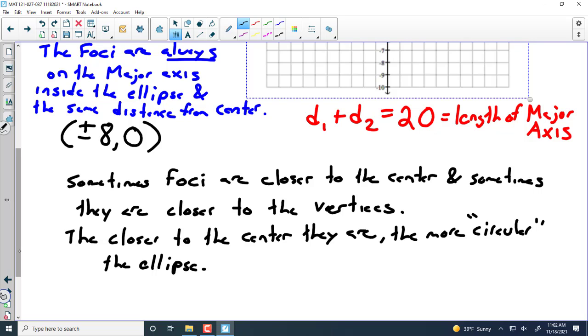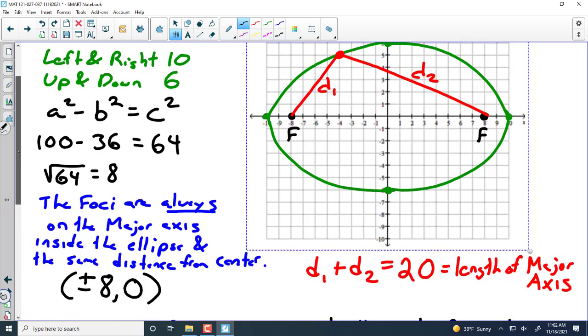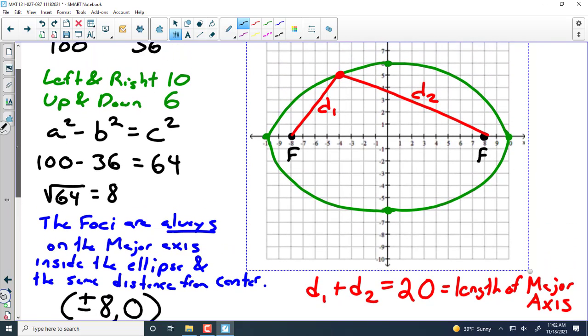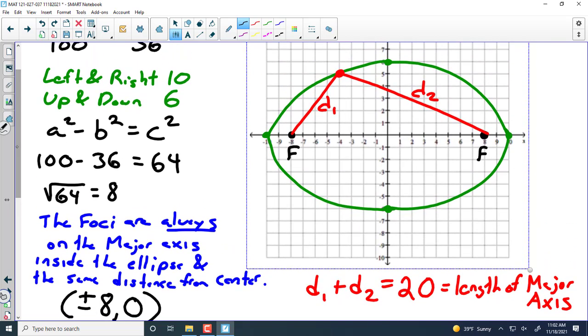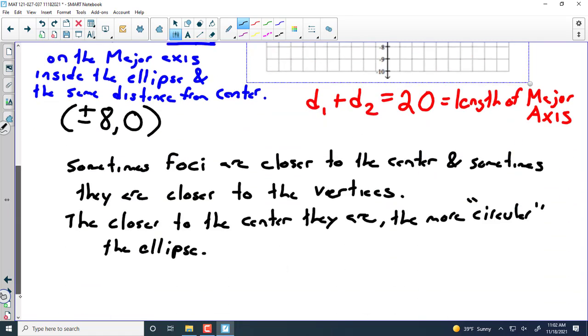But there's no rule about if they're closer to a vertex or closer to the center. The only rule is they are the same distance that you get when you take the square root of a squared minus b squared. That's how we find our foci. So we can actually do this without even drawing the ellipse.